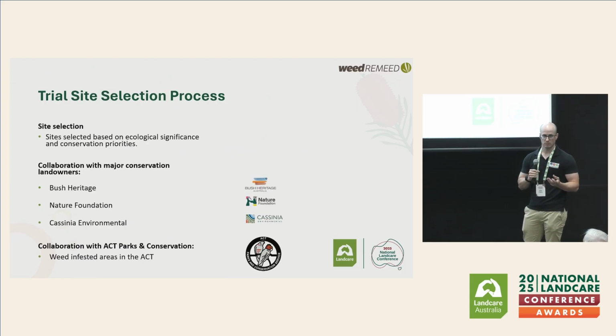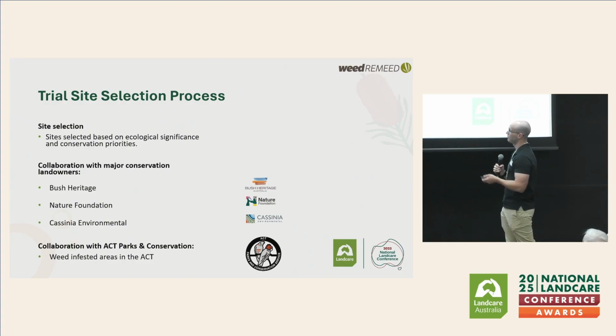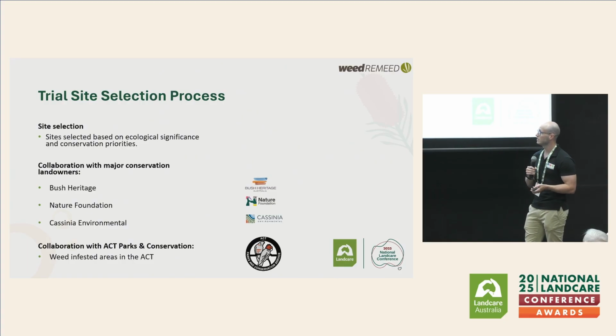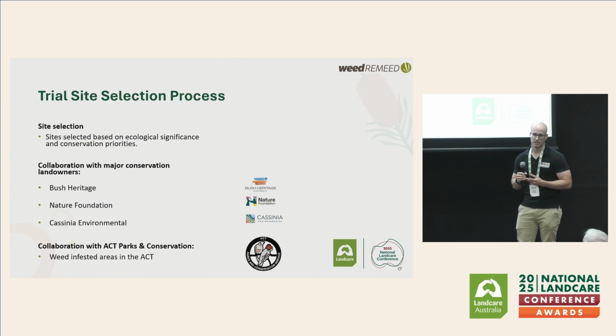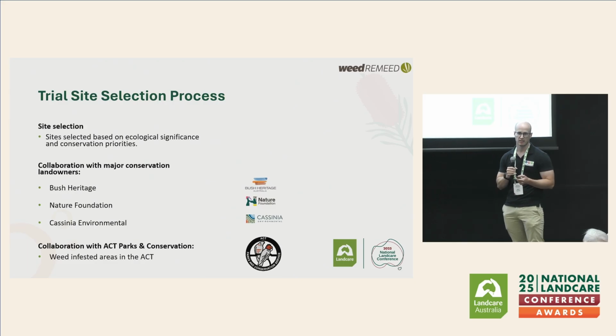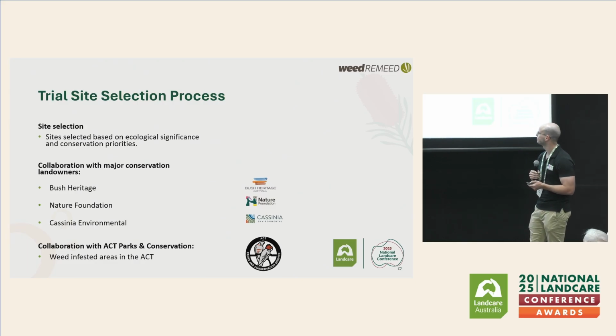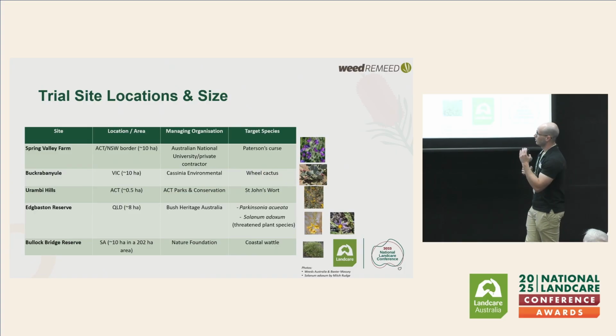Our trial sites were selected with various collaborators: Bush Heritage, Nature Foundation, Consignia Environmental, and ACT Parks. Sites were selected based on ecological significance and conservation priorities. So it was really guided by our steering committee about what species we were targeting and where we were going to undertake these drone surveys to test the system. The trial site locations: Spring Valley Farm, ACT, is where we're looking at Paterson's Curse. Bookrabannual was Wheel Cactus, Urambi Hills, St. John's Wort, Edgebaxton Reserve, we looked at Parkinsonia and Solanum, and Bullock Bridge Reserve was Coastal Wattle.